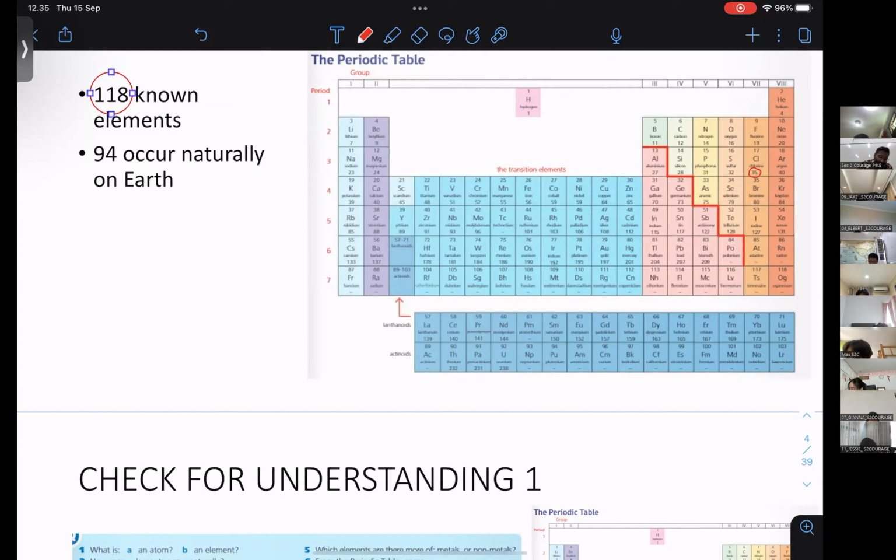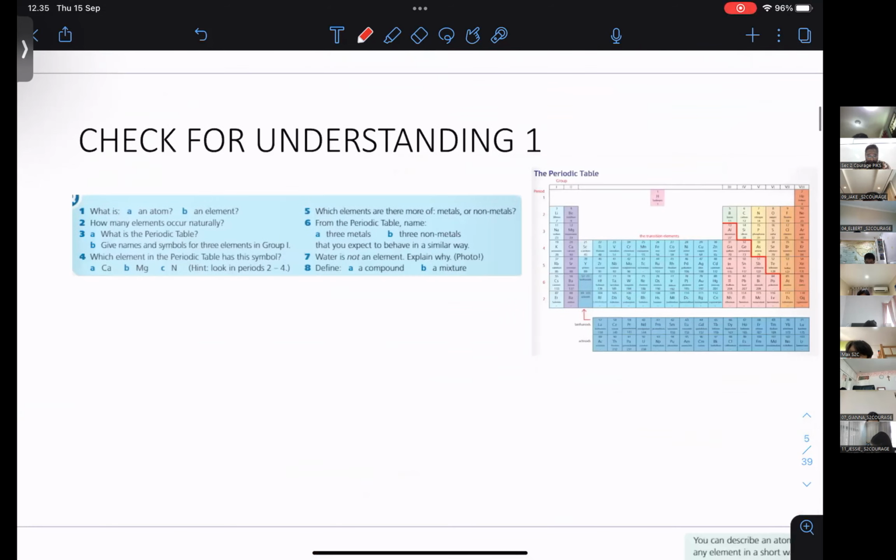Do you need to memorize this? Of course not. Even after some time, I will forget about this number. Whatever we need, everything is in the periodic table. So let's actually look at this.